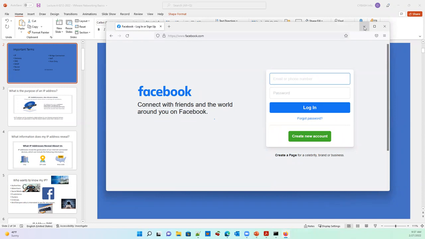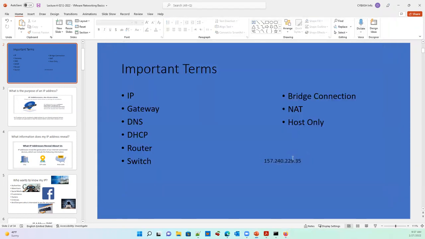So, forget about Facebook.com. From tomorrow on, everybody use what? This IP address, okay? Don't use Facebook.com. So, how many of you are gonna do that? None of you, you're gonna say, that's stupid. I'm not gonna do that. I'm not gonna remember this. What is this number? 157.240.229.35. Nobody can do that.